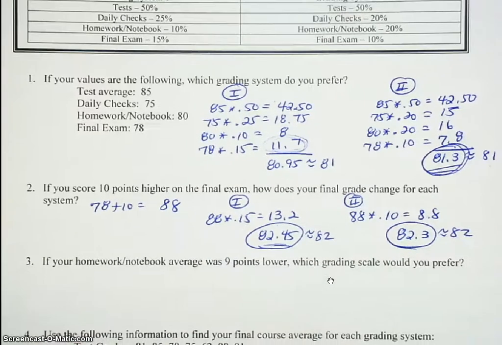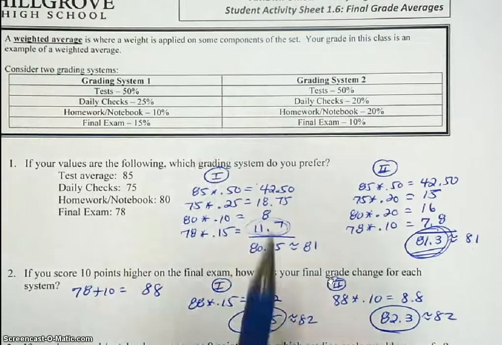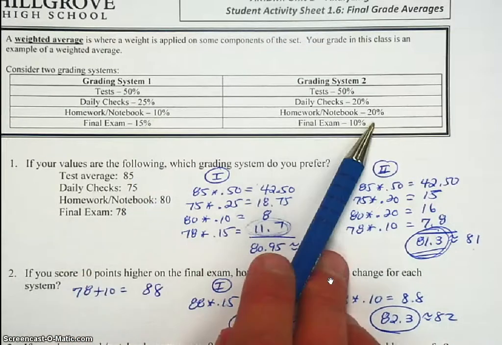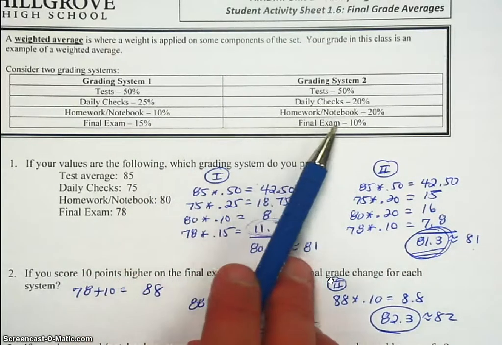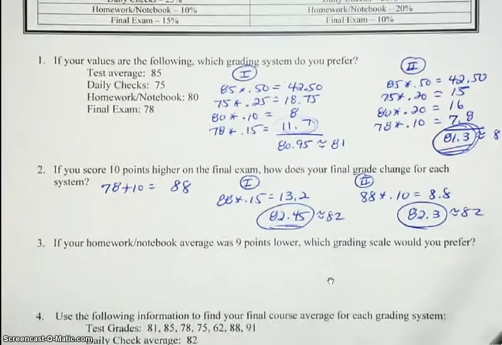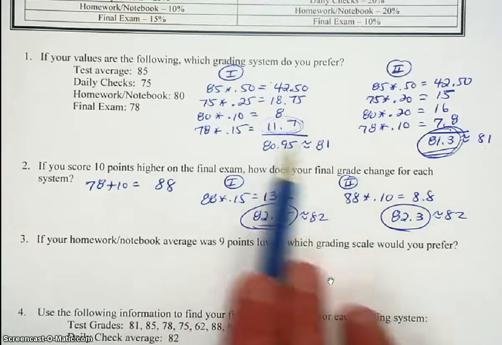prefer? So in just looking at this, if I lower my homework average by 9 points, notice here it only counts 10%, here it counts 20%. So if my homework average drops, it's probably going to have a more effect under grading system 2. So let's take a look. Let's go back to the original problem here. We're using these numbers up here again.